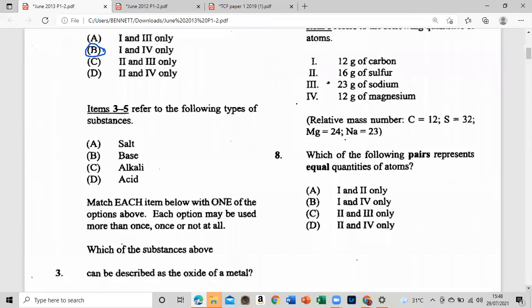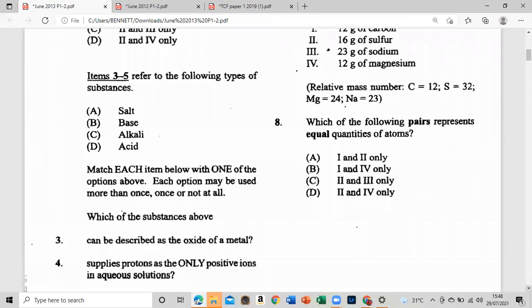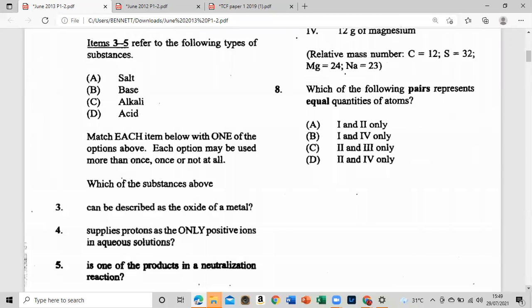Items 3 to 5 refer to the following types of substances. Now we have salt, base, alkali, and acid. Match each item below with one of the options above. Each option may be used more than once or not at all. The following substance, number 3, can be described as an oxide of a metal, and that would be a base. So number 3 is B.